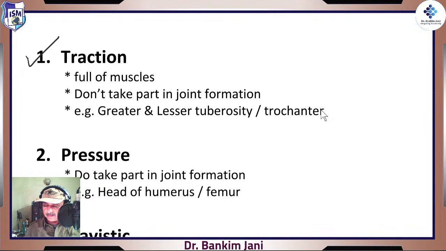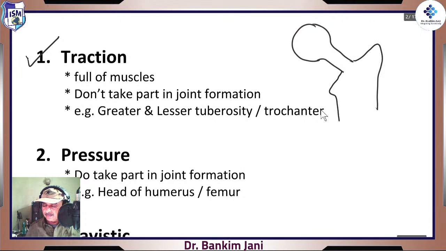See, here it is. I am drawing, let's say this is the femur, the thigh bone. That's the head, that's the neck, and then there is a greater trochanter, there is a lesser trochanter. Tuberosity means these are the prominences, right? Say these are the bigger ones, that's why they are trochanters.